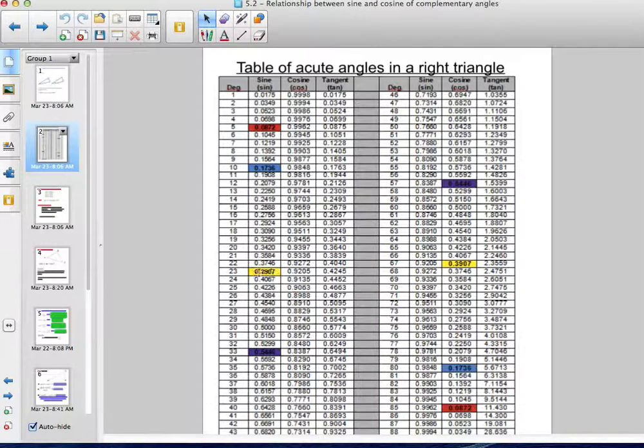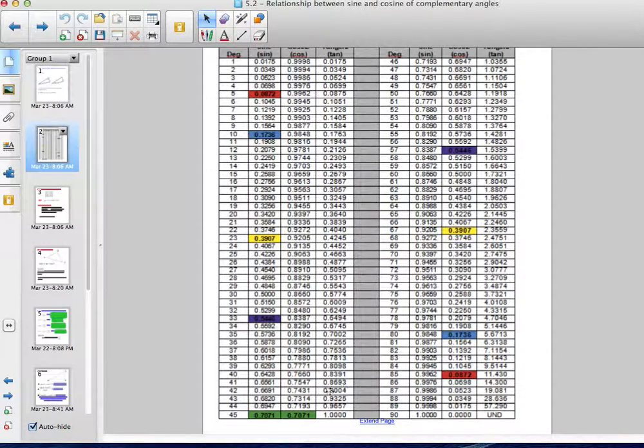The yellow, we have a 23-degree angle. This is what we did in the last problem, right? We have the sine of a 23-degree angle, which matches what? The cosine of a 67-degree angle. Here we have the sine of a 33-degree angle, which matches what? The cosine of a 57-degree angle. The other one down here, the sine of 45 degrees matches its cosine of 45 degrees as well.